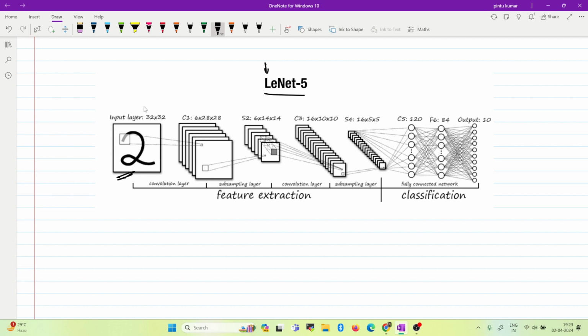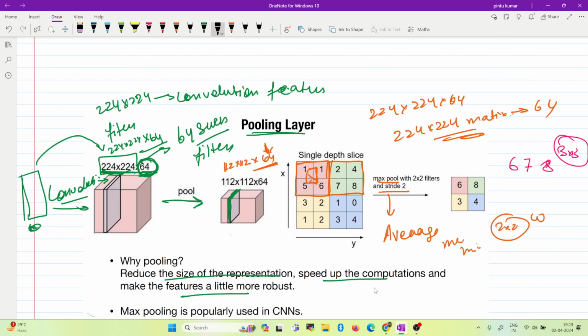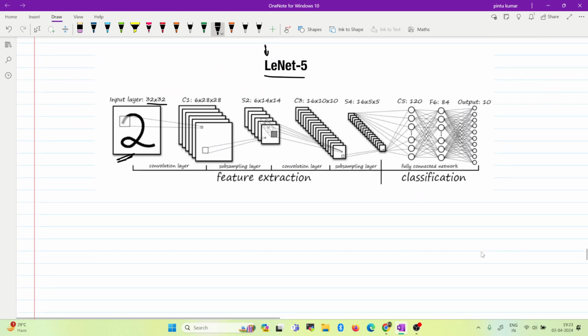So you have an input image of size 32 cross 32. Right now we don't have any RGB channels over here. This is just a grayscale image, for example your MNIST data set. One more thing: this pooling layer in some literature is also referred to as a subsampling layer. So if you see a subsampling layer somewhere, this is nothing but your pooling layer.